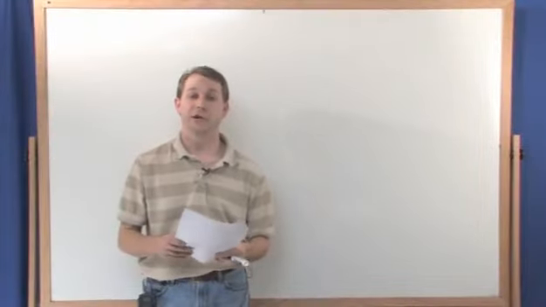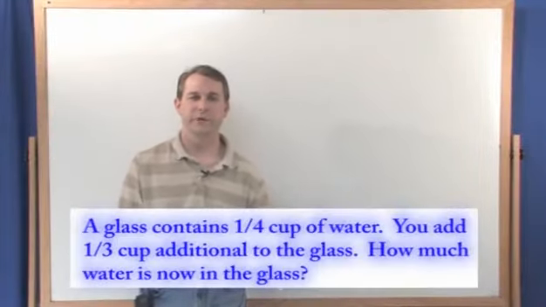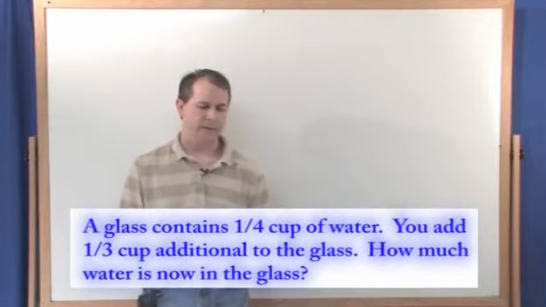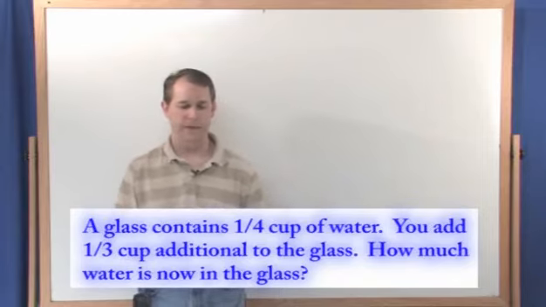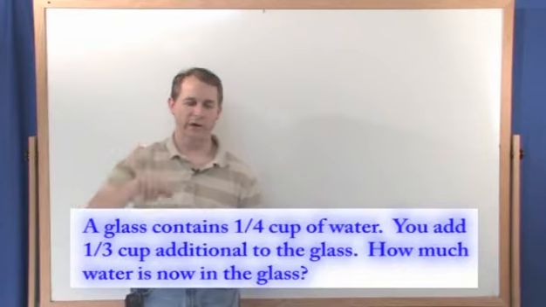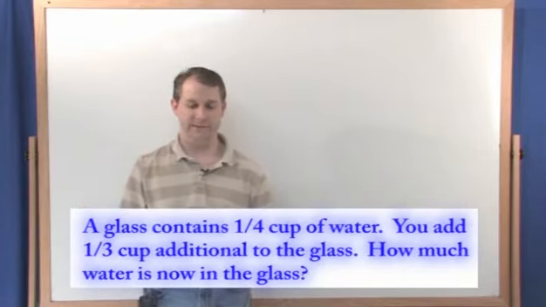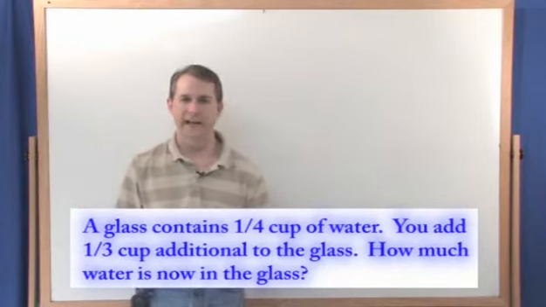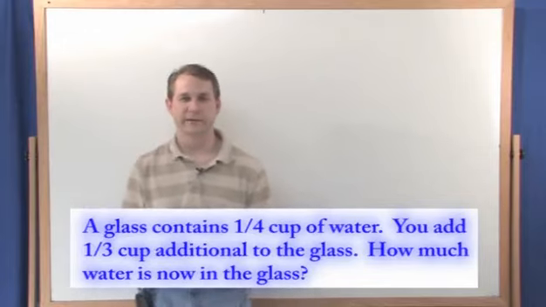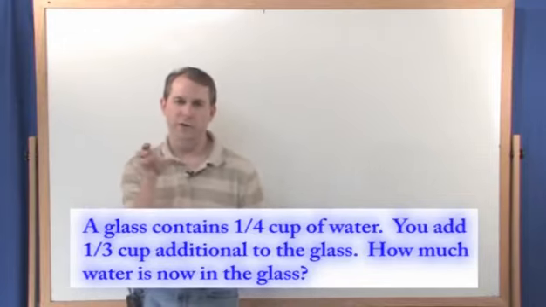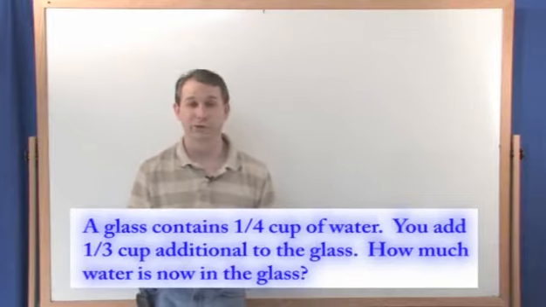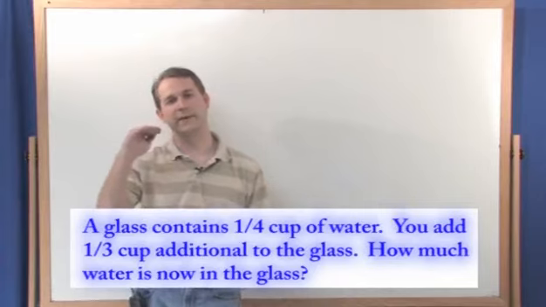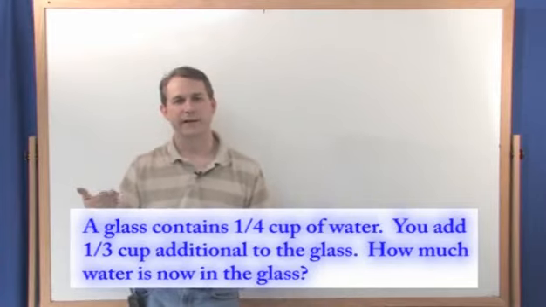Now the next problem is a little more challenging, but I'll walk you through it and you'll understand it. The problem says a glass has 1/4 of a cup of water. 1/4 of a cup of water. You add an additional 1/3 cup of water to the glass. How much water is now in the glass? So you need to add these two things together because you start out with 1/4 of a cup and you add water to it, which is 1/3 of a cup additional. So you raise the water level in the glass, and now you're asked how much water is in the glass.